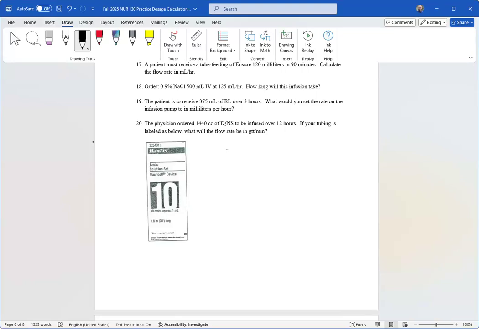So what you're going to do is, remember, in order to calculate drop rate, I need flow rate times the drop factor. My flow rate is the 1440 over 12, and then my drop factor is 10. Now, what's crazy is you have this big number, right? 1440 cc's, which is the same thing as ml, over 12 hours. And then I have a drop factor of 10. Now, if you do this as it's set up right now, and you can see I'll cross this out, I'm going to be in drops per hour. So you have to do one additional step. You have to convert hours to minutes.